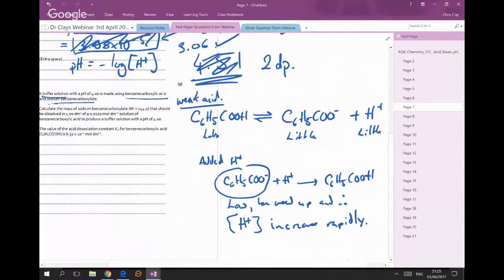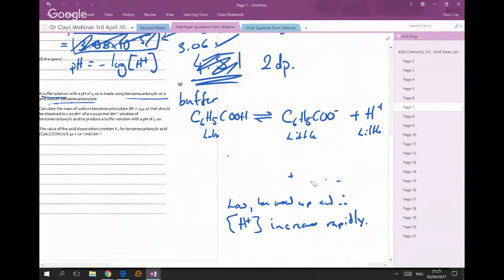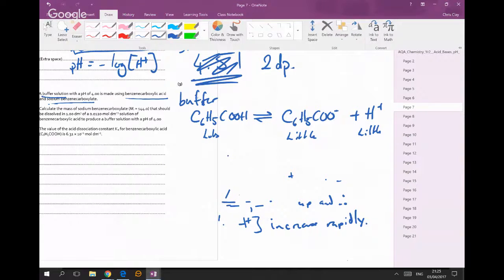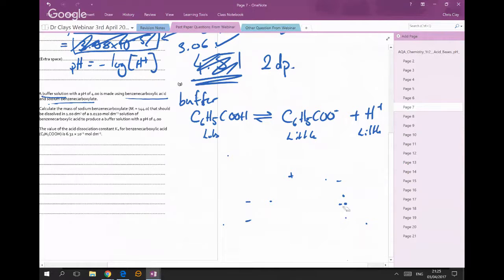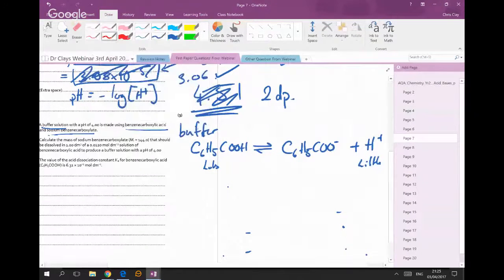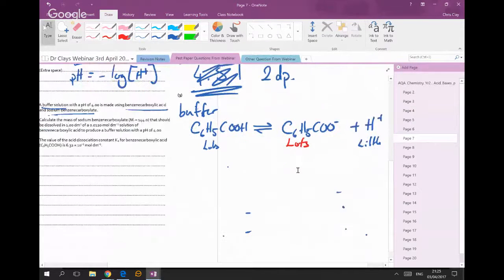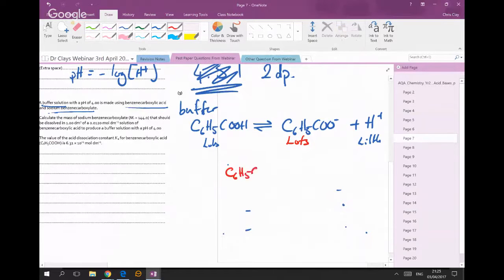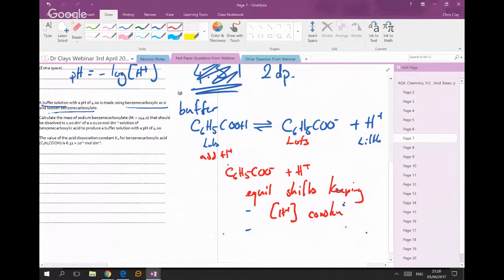So what a buffer does, therefore, is if we look at the buffer situation, we need to change this, let's just make this an eraser. What we need to do is increase the value of this so that we've got lots of this. If we do that in the buffer, then if we add some H plus to the solution, plus H plus, the equilibrium shifts, keeping the H plus ion concentration constant. And in that sense, we are creating a buffer.